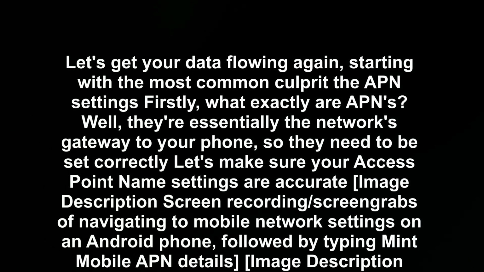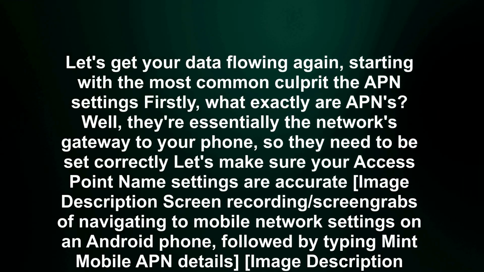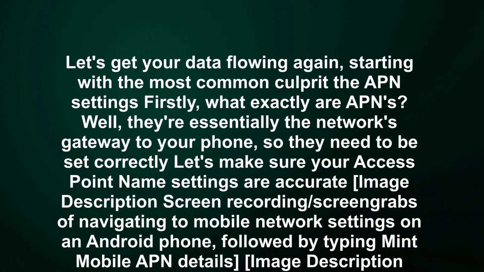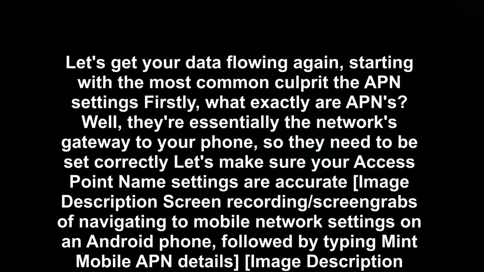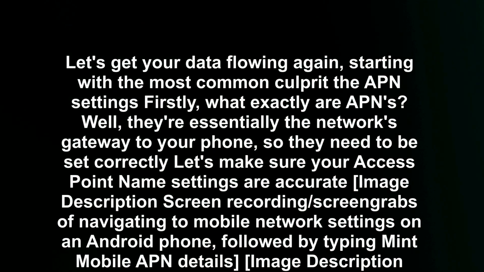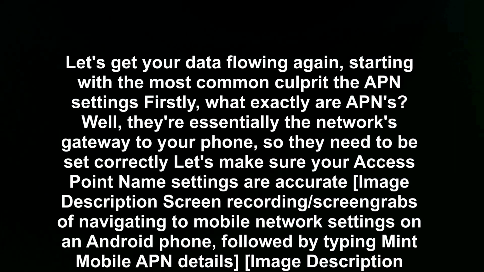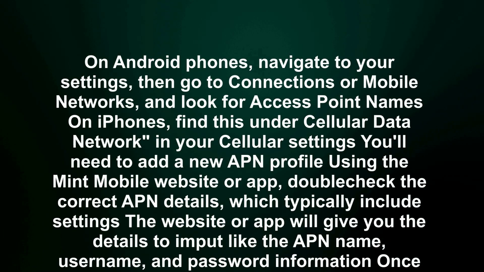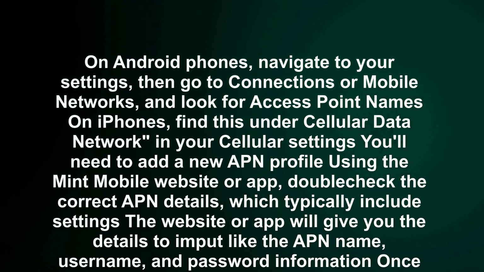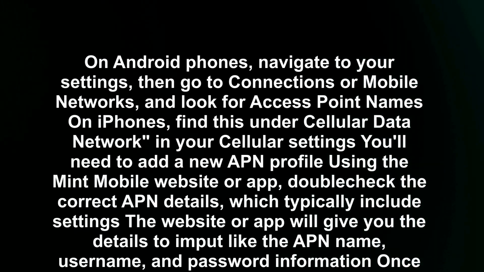On Android phones, navigate to your settings, then go to connections or mobile networks, and look for access point names. On iPhones, find this under cellular data network.